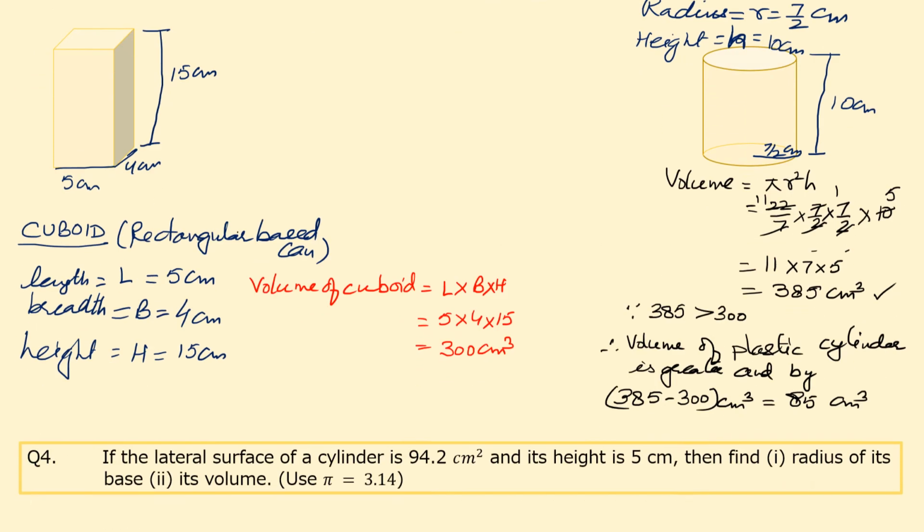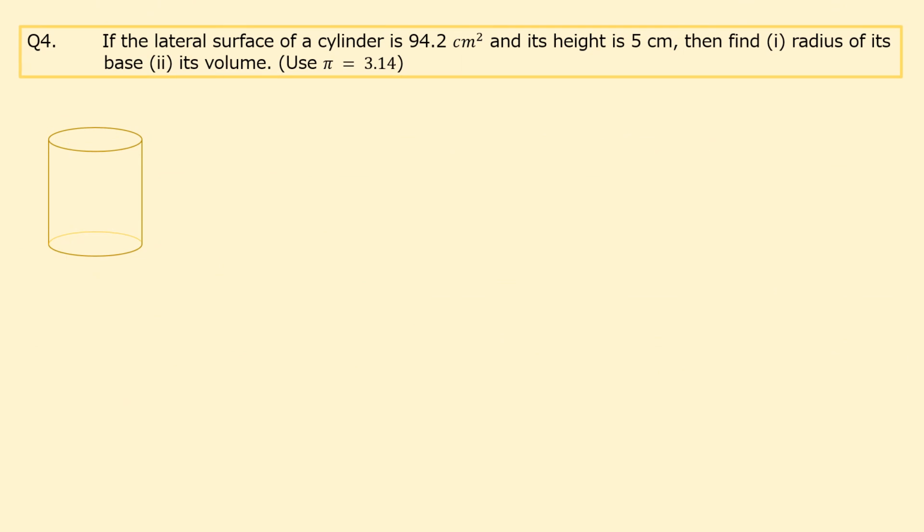Okay, question number 4. If the lateral surface of a cylinder is 94.2 centimeter square, lateral surface का मतलब है we are talking about its curved surface area. Its curved surface area is 94.2 centimeter square and its height is 5 centimeter. Then find the radius of its base and its volume, and we have to use pi as 3.14 in both the parts.